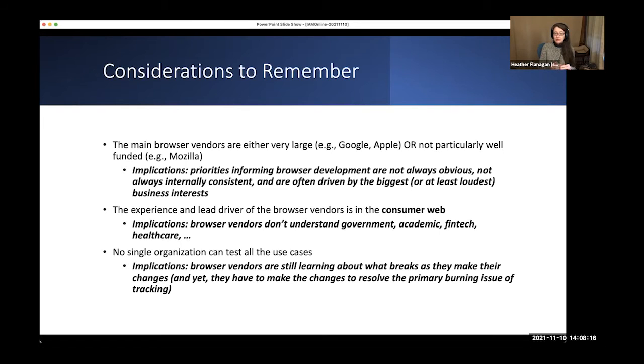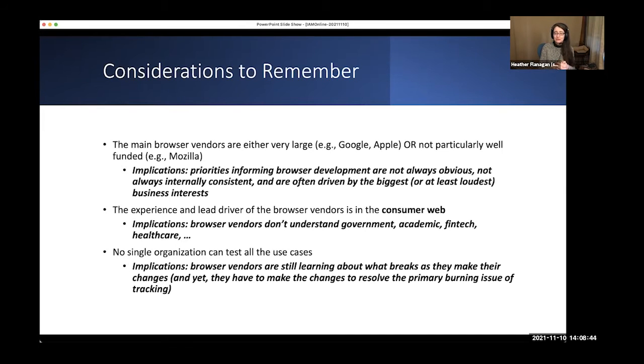The next thing to remember is that the browser vendors are looking at what's their biggest single use case. And by far and away, it's the consumer web. That's what they think about. That's what they know. SAML is not a big deal in the consumer web space. There's a fun saying where people keep saying SAML is dead. Long live SAML, because the consumer web doesn't use it.